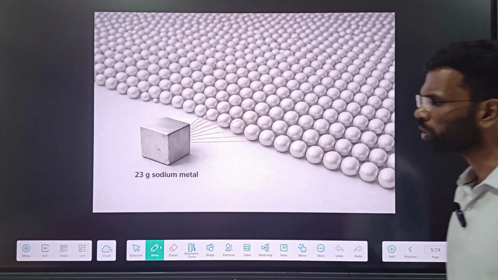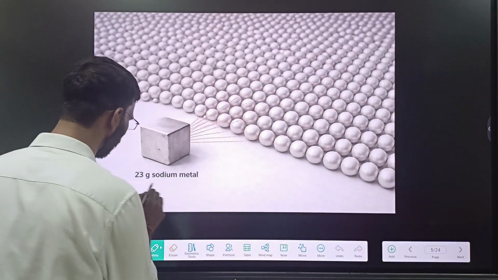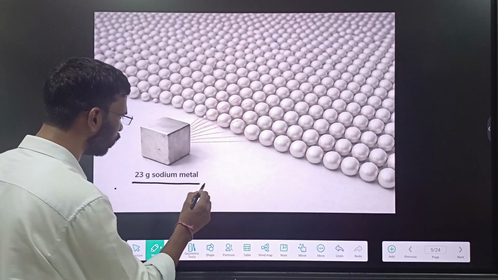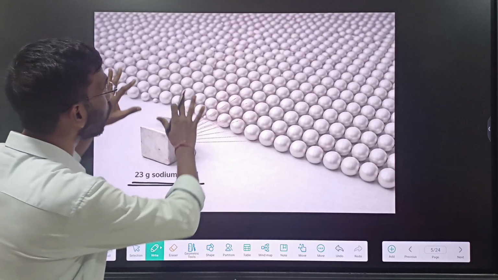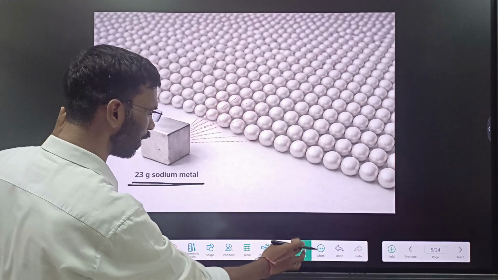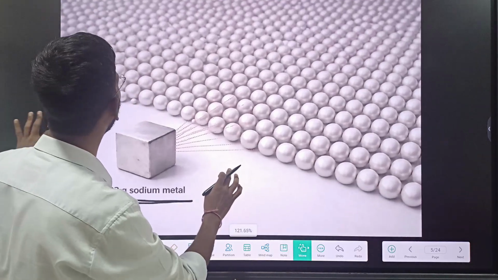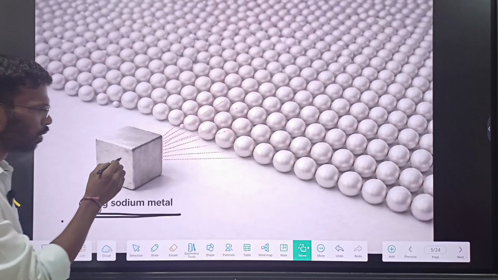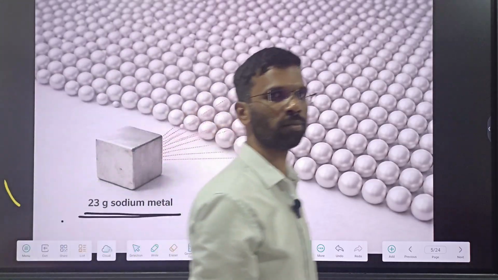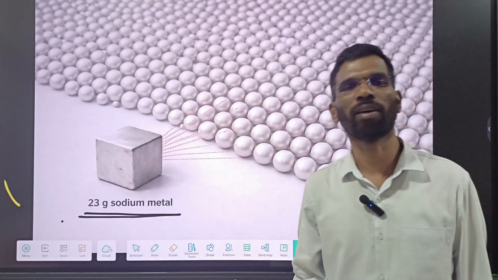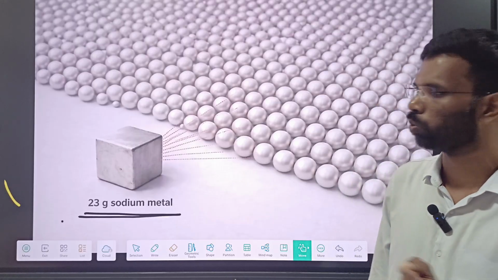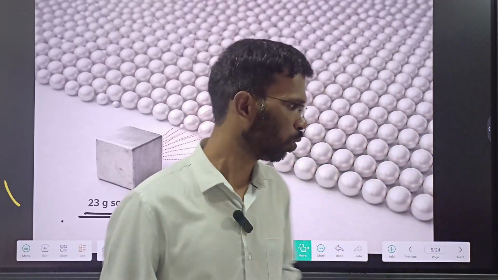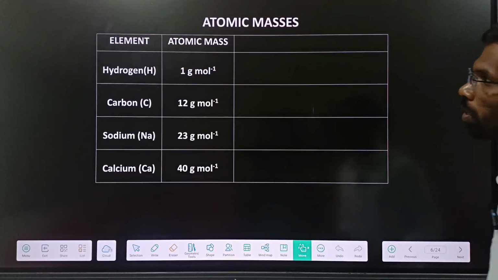Here you see 23 grams of sodium metal. In this block there are so many atoms, all of the equivalent size. So how will you count that? Since there are so many atoms, you cannot again use crores and crores. You will use the concept of the larger unit called mole. Right? So now we'll go ahead.